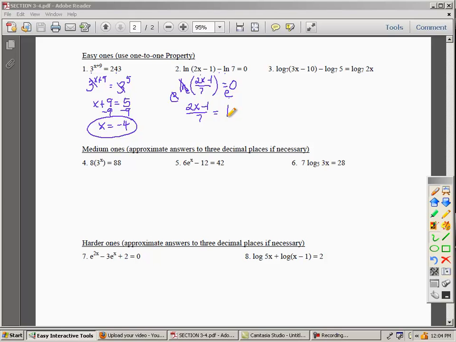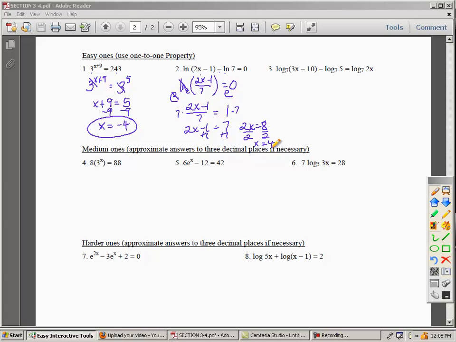So then you can go through and solve. I multiply by the denominator of 7. 2x minus 1 is 7. When I add 1, 2x equals 8. And I divide by 2, and I'm running out of room, but x equals 4.